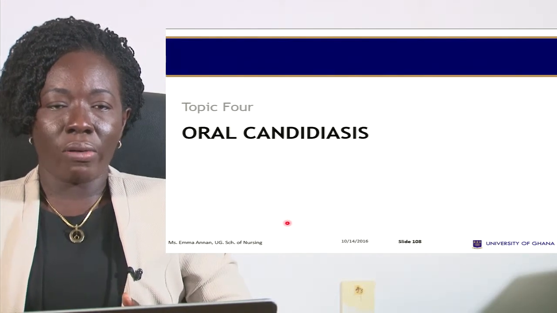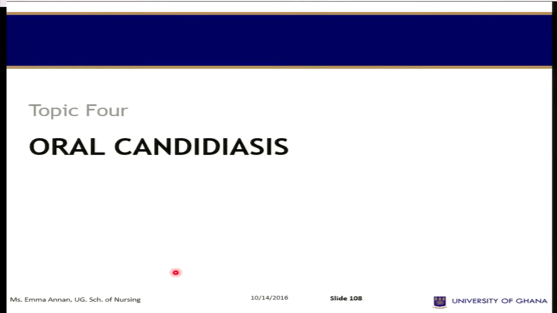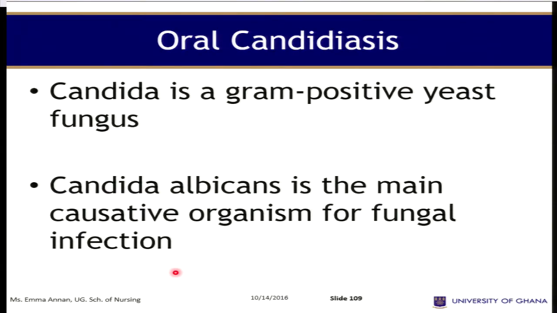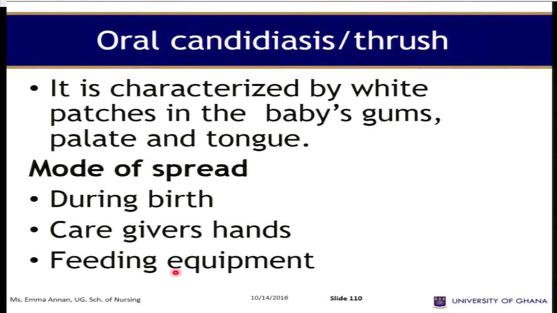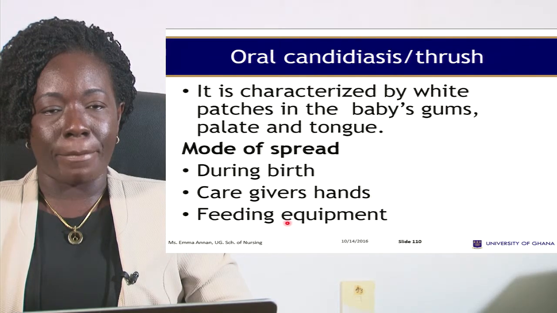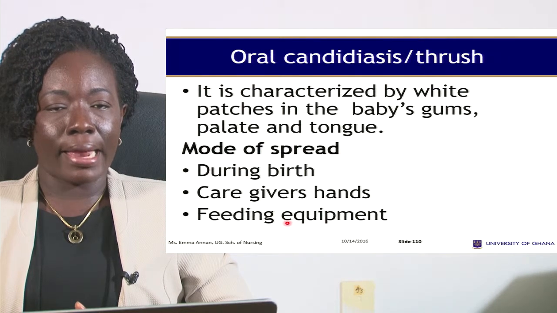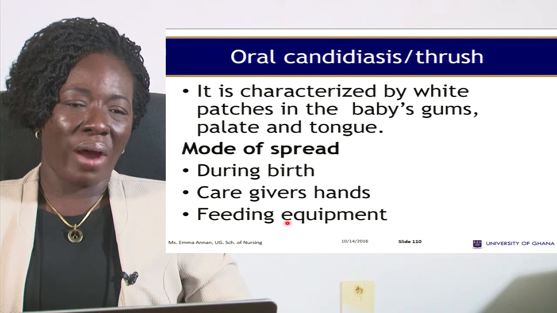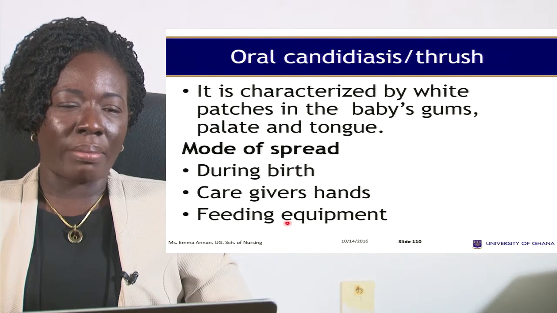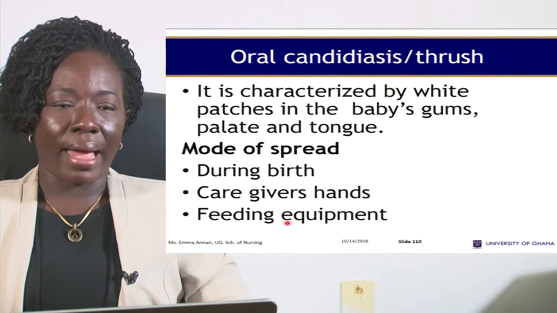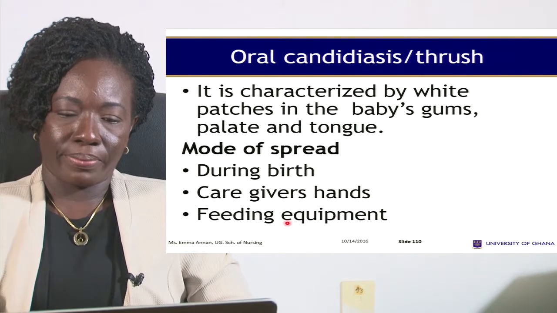We'll quickly move on to oral candidiasis. Oral candidiasis is caused by a gram-positive yeast fungus. It is characterized by white patches on the baby's gum, palate, and tongue. How is it spread? Mode of spread is through birth, through the hands of caregivers, and through feeding equipment.